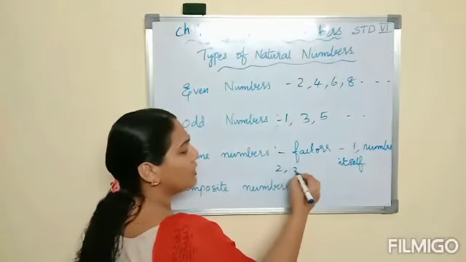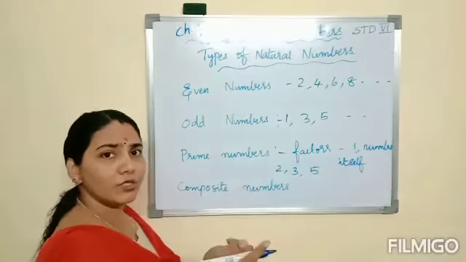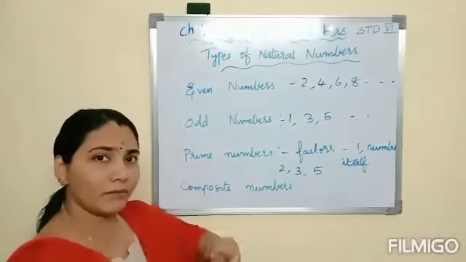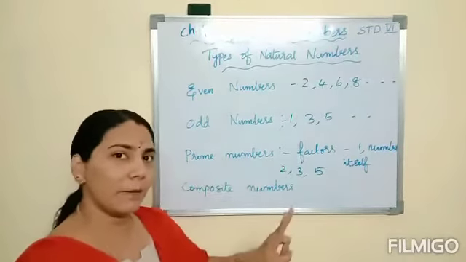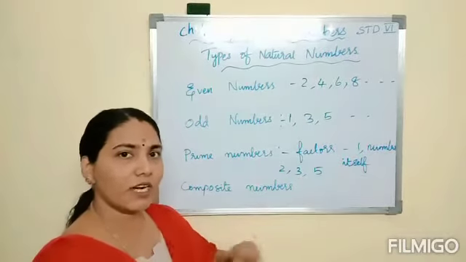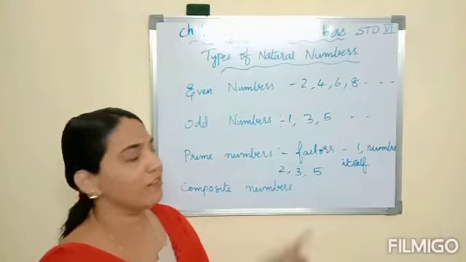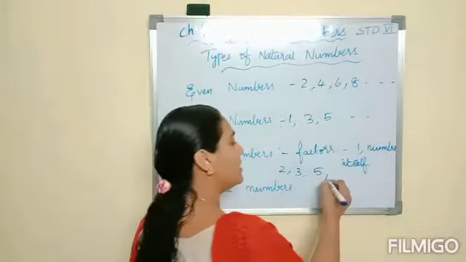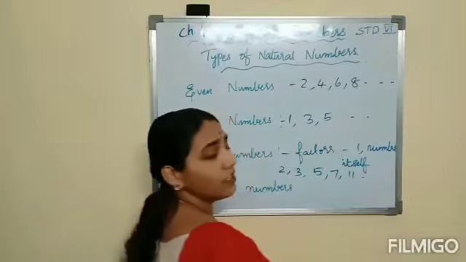Which are the prime numbers? 2, 3, 5. Listen, if you are factorizing 2, what will happen? You will get 1 into 2 is equal to 2. That means 1 and 2 are the only factors of 2. That means for prime numbers, only 2 factors will be there, that is 1 and that number itself. Then what about 3? What are the factors of 3? 1 and 3. 1 into 3 is equal to 3. Then what about 5? 1 into 5 is equal to 5. So only 2 factors are coming, 1 and 5 itself. Then what will be the next? 7. Then the next? 11. Like that it goes.